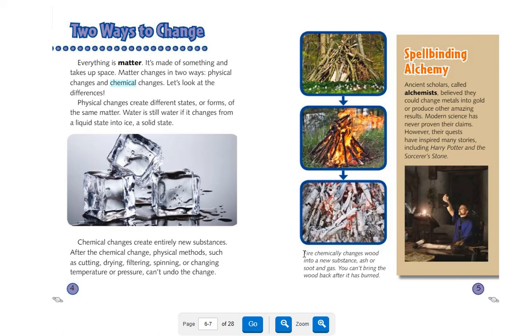Now here's another example of a chemical change, wood being set on fire to create ash. Fire chemically changes wood into a new substance, ash or soot and gas. You can't bring the wood back after it is burned. So that would be an example of a chemical change: wood being turned into a completely new substance as a result of being exposed to the heat and energy of fire.